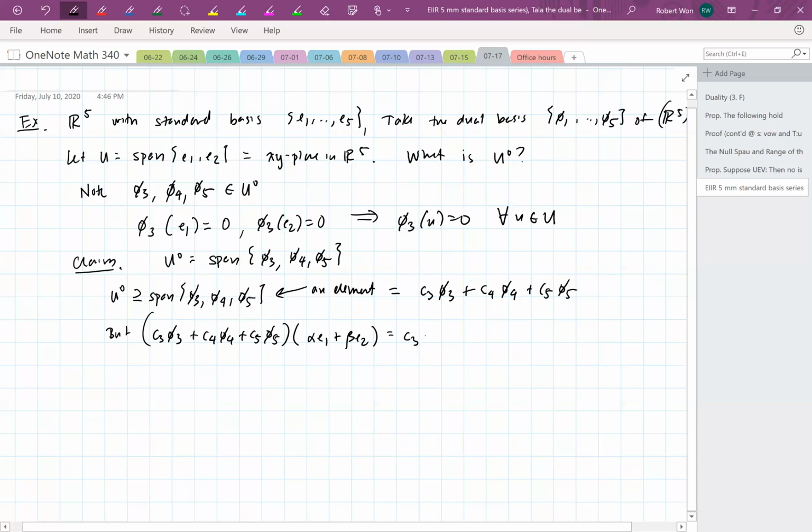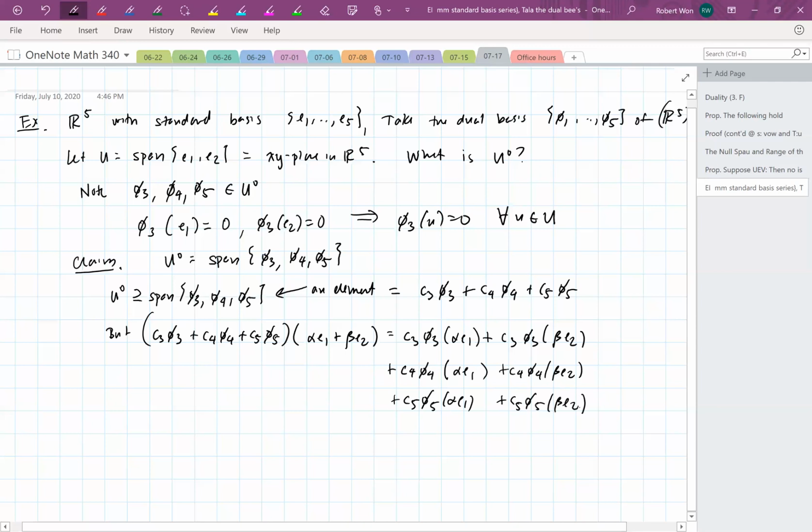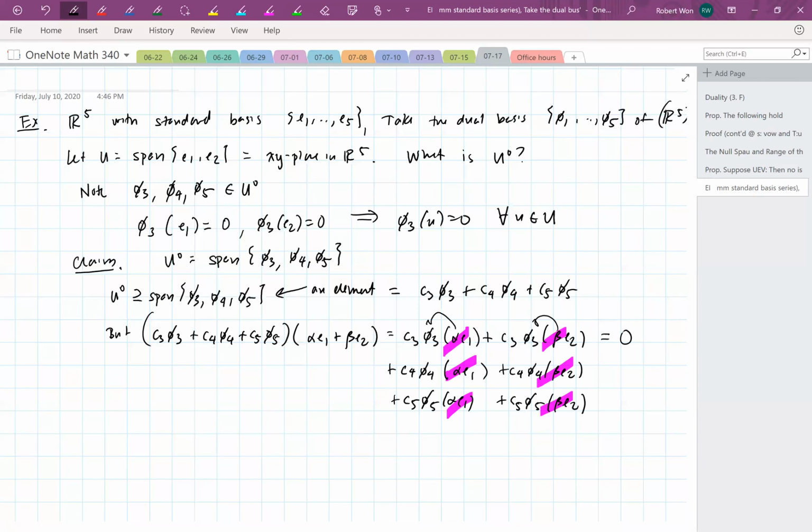you just get C3 phi 3 of alpha E1 plus C3 phi 3 of beta E2 plus C4 phi 4 of alpha E1 plus C4 phi 4 of beta E2 plus C5 phi 5 of alpha E1 plus C5 phi 5 of beta E2. And in fact, since the phi's are linear, you can pull out all the scalars. But then you just get phi 3 of E1, which is 0, phi 3 of E2, which is 0. All of these terms are just 0. So in the end, you get 0, which shows that any linear combination of phi 3, phi 4, phi 5, when you plug in any vector in U, you get 0. So this shows that this element is in the annihilator, which shows the first inclusion that we wanted.